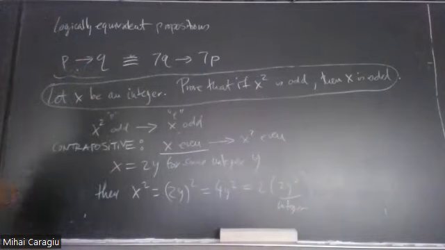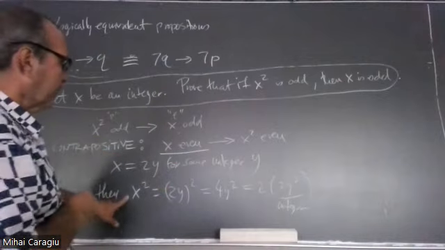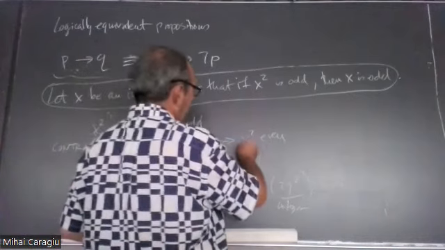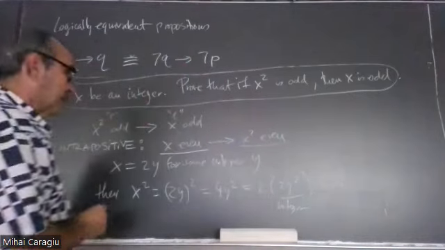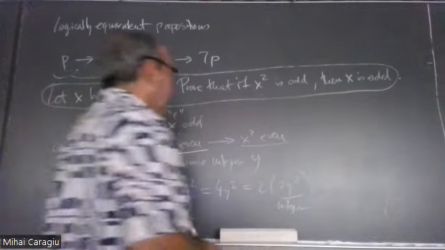Because we showed that if x is even, that means if x is 2y for some integer y, then x squared is 2 times 2y squared, which is also even. So if x is even, we showed that x squared is also even. So this constitutes a proof by contrapositive. Okay.